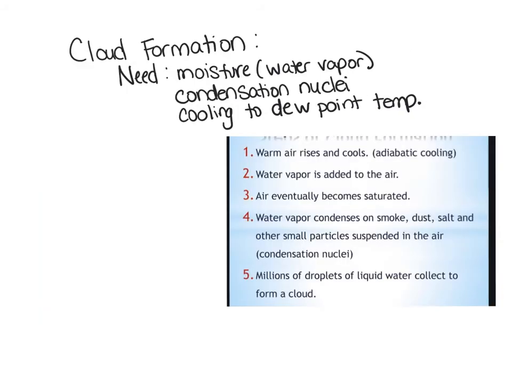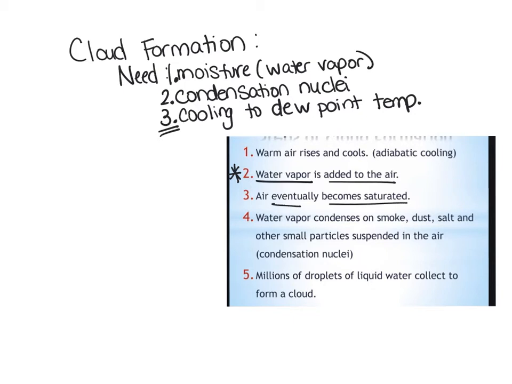There are three main things that we need for the formation of clouds. There needs to be moisture in the air or water vapor as a gas. We will need a condensation nuclei, and we will need the air to cool to the dew point temperature. Let's talk about moisture first. This means that we are going to need to have enough moisture in the air so that the water vapor can condense and change its state of matter from a gas to a liquid.